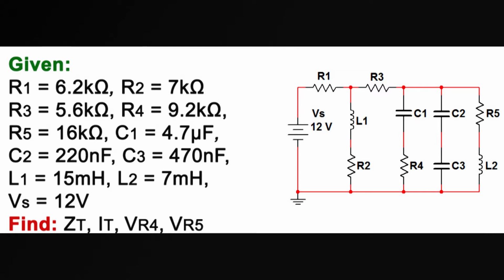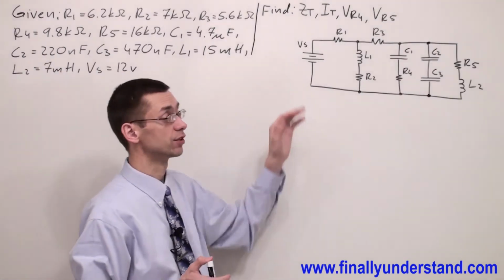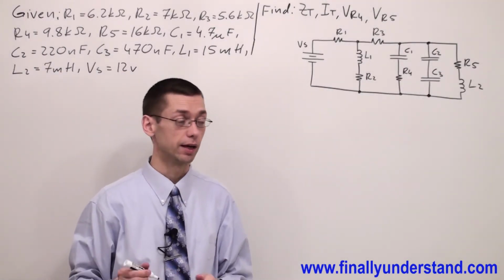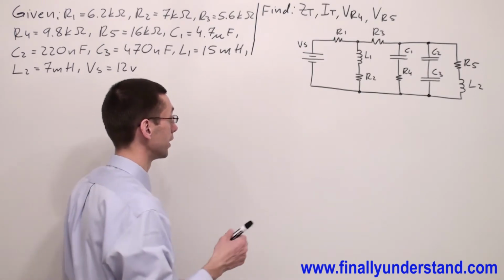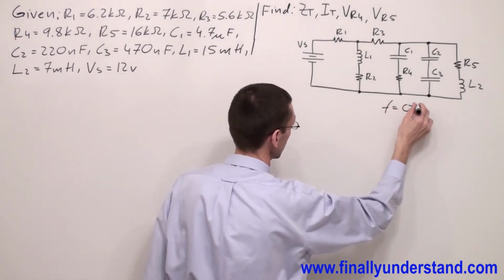Let's take a look at this example. Please notice that in this circuit we have a DC power supply. Anytime we have a DC power supply, it means that the frequency in the circuit is equal to 0 Hz.